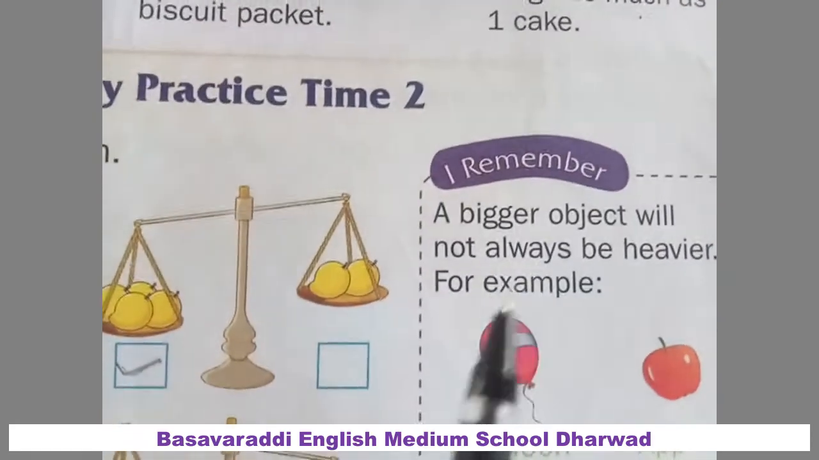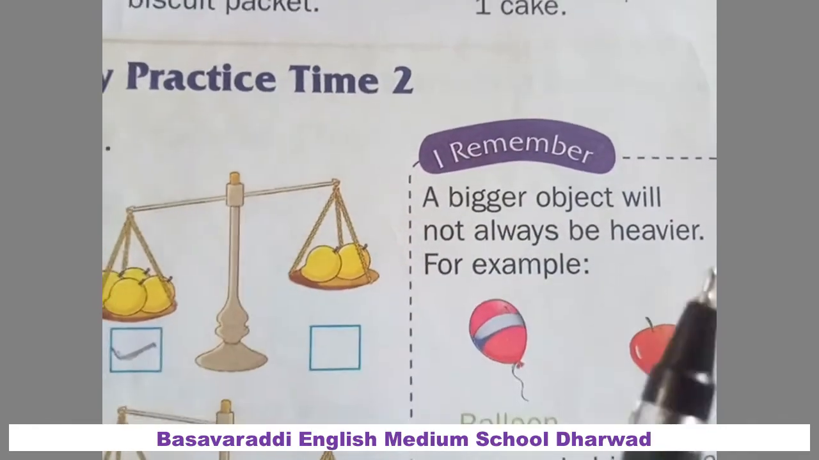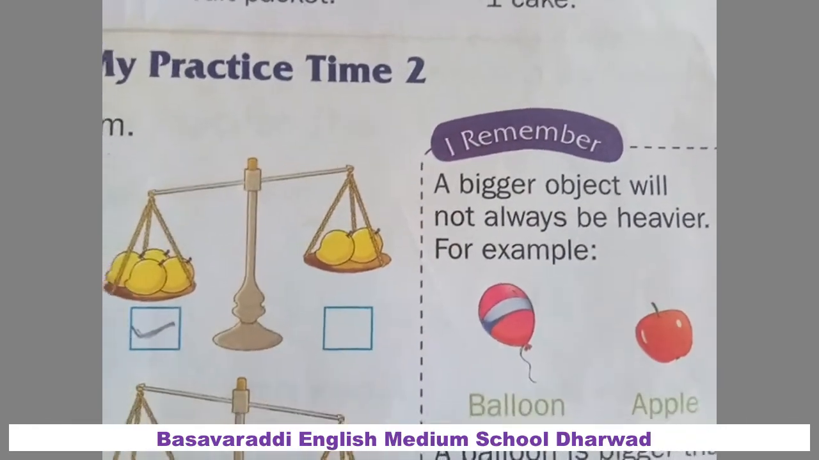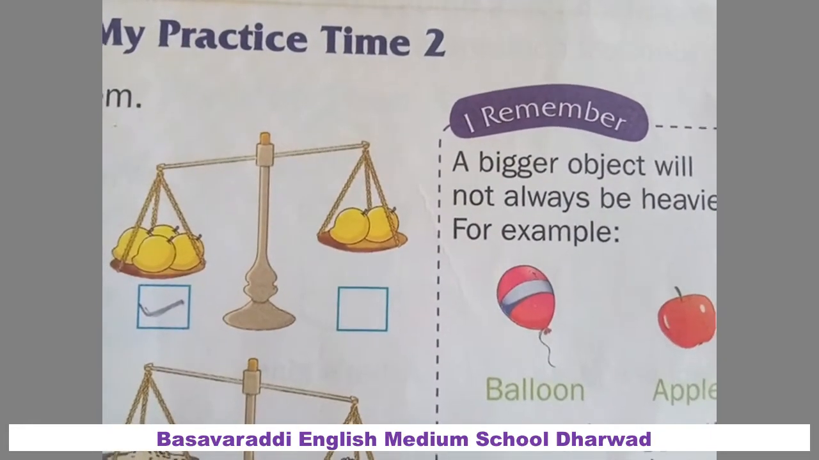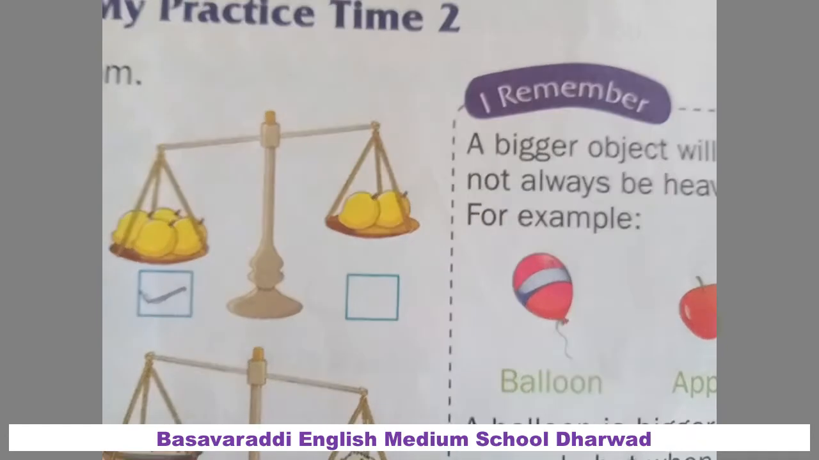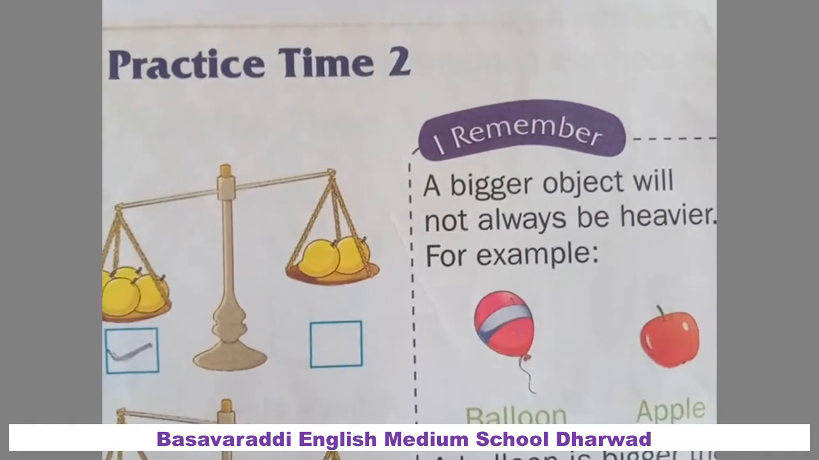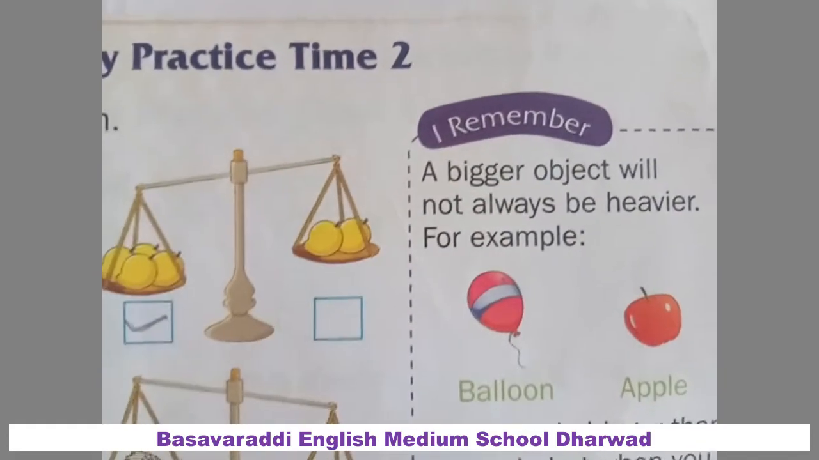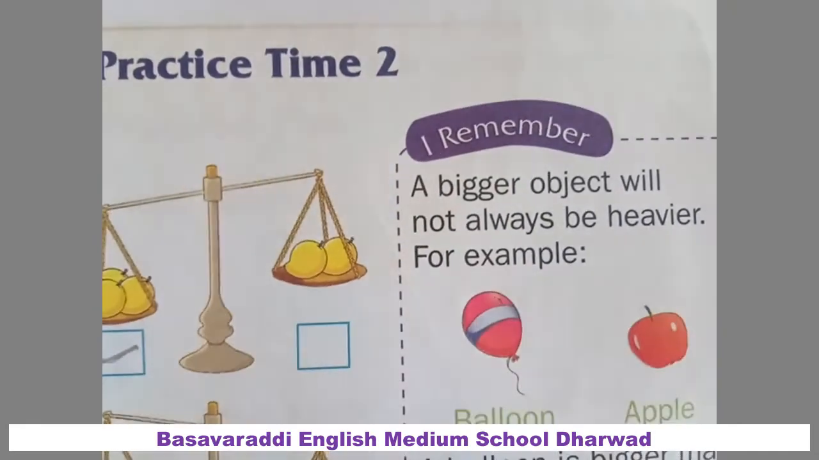I remember what we are remembering? A bigger object will not always be heavier. When you are seeing anything that is bigger, we have to measure it to know if it is heavier or lighter. So we are not saying this is heavier and this is lighter. An object will not always be heavier just because it is bigger.